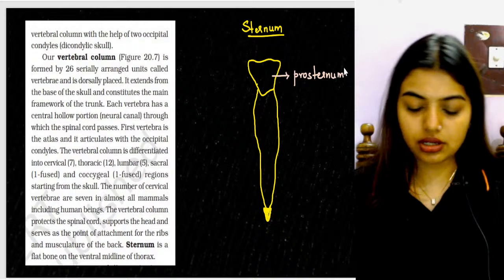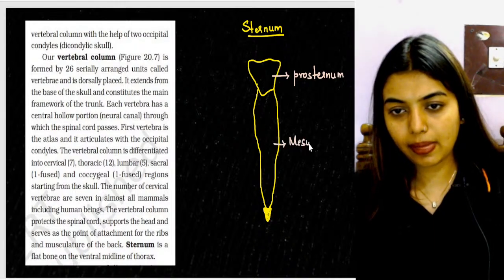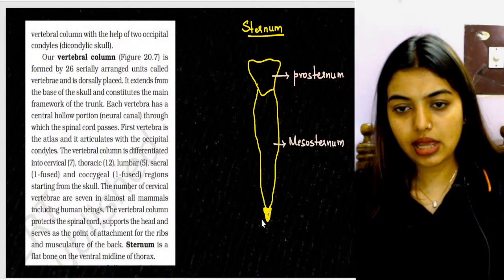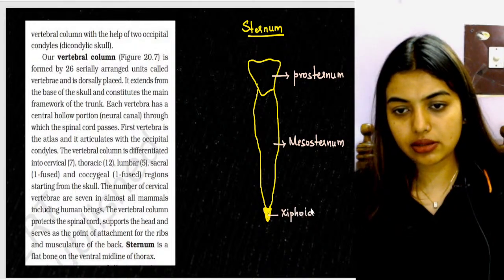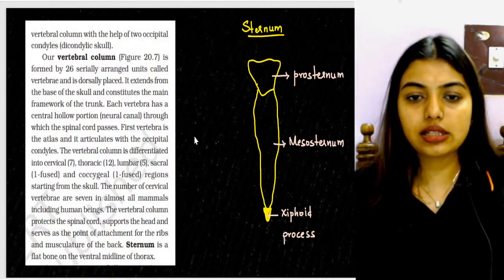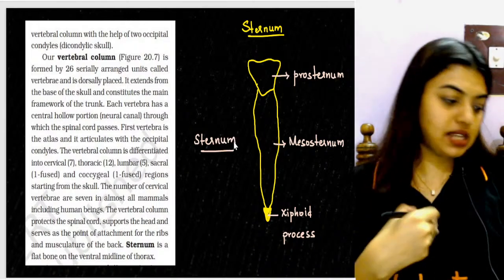Okay, prosternum. This is going to be your mesosternum. Okay, mesosternum, and this is going to be your sphenoid process. This is going to be the sternum. This sternum is present ventrally.